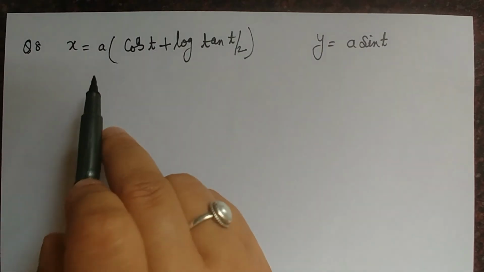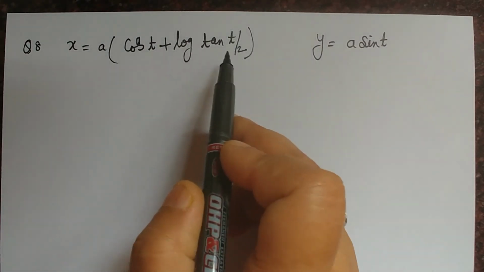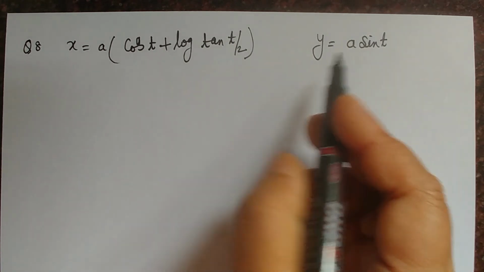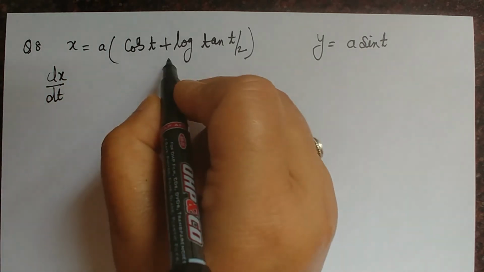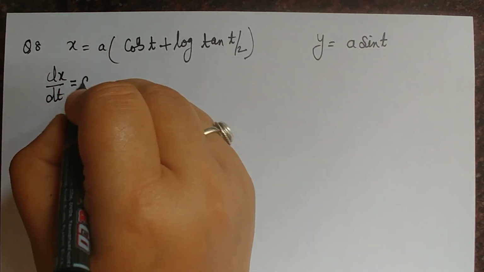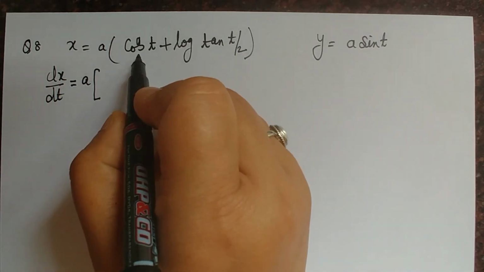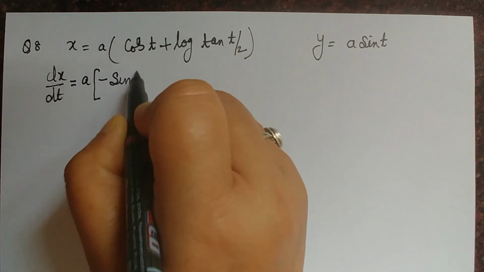Question 8. x is equal to a times cos t plus log tan t by 2, and y is equal to a sin t. So dx upon dt: x is a function of t, so we will differentiate. a is a constant, so the derivative of cos t is minus sin t.